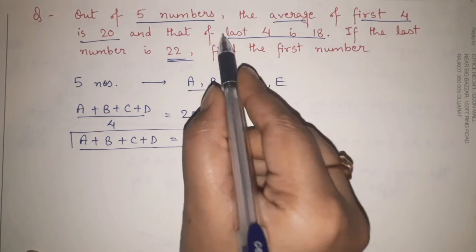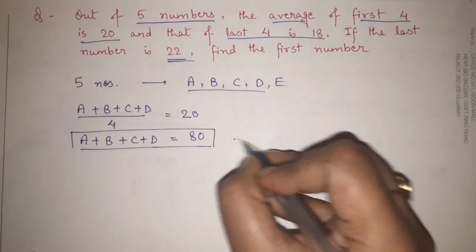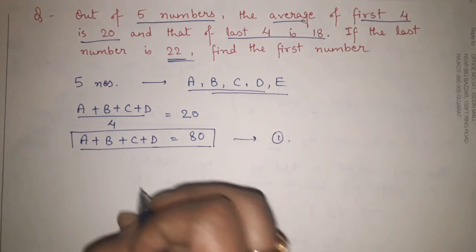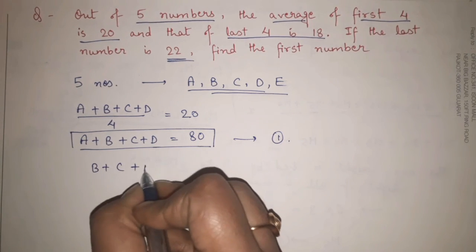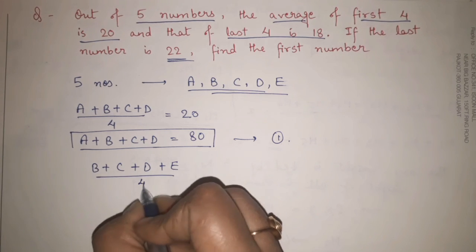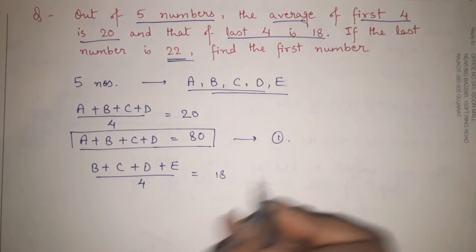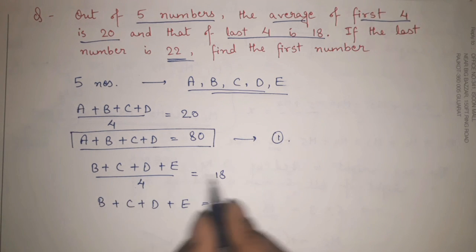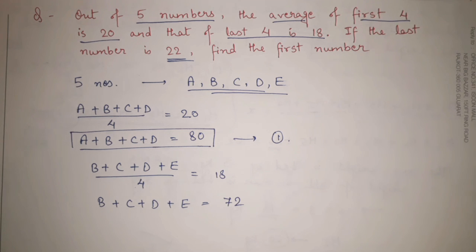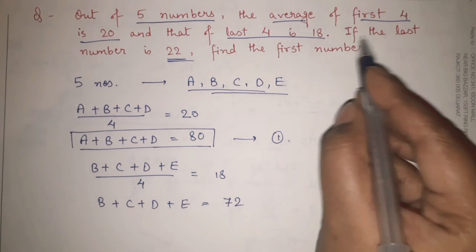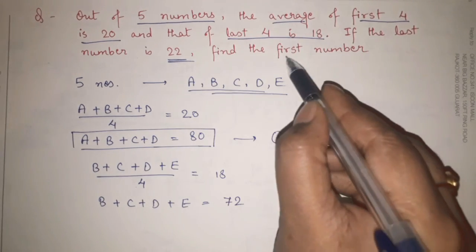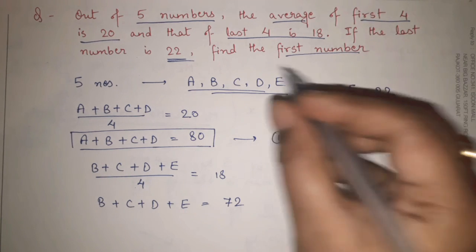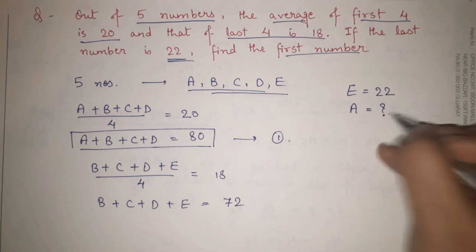And also told that the average of last 4 is 18. Last 4 is these 4. So B plus C plus D plus E, their average means divided by 4 is equal to 18. So we can say that B plus C plus D plus E is equal to, this 4 will go there, so 18 into 4, that is equal to 72. Now also told that if the last number is 22, find the first number. So E is given as 22 and we have to find the first number. So we have to find out A.